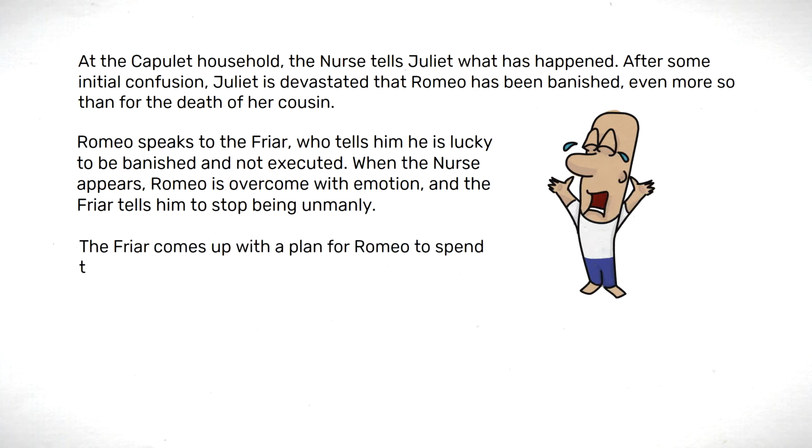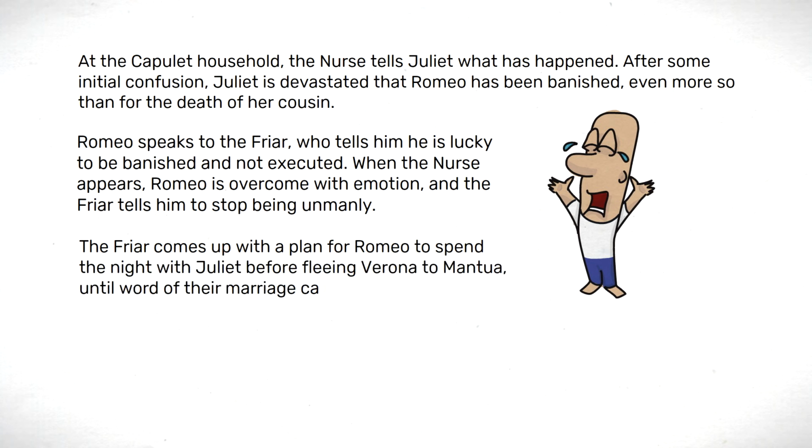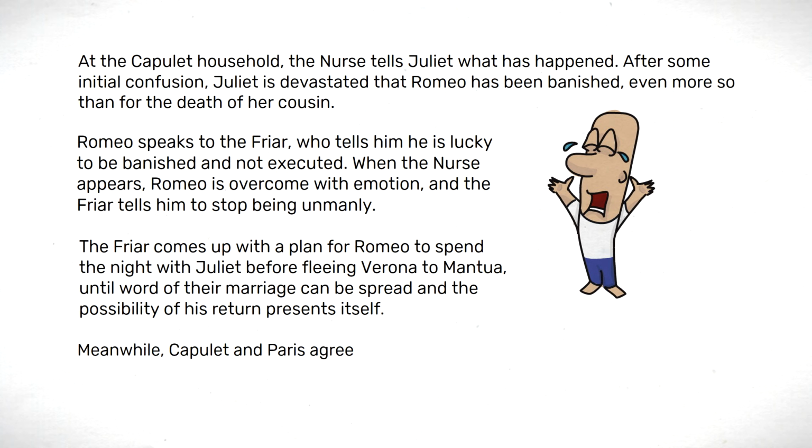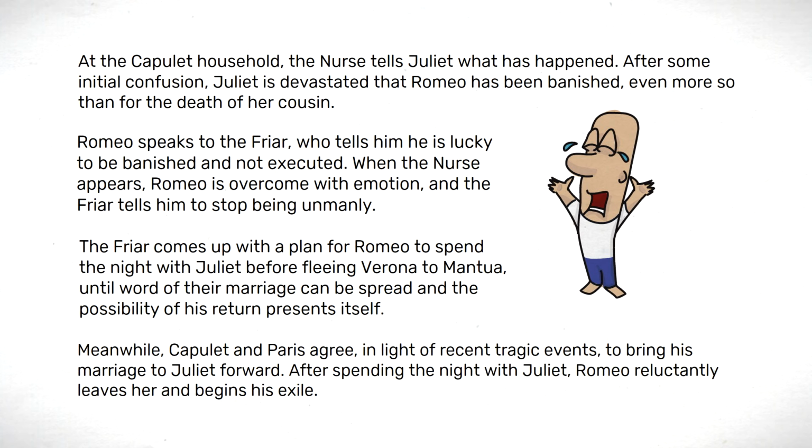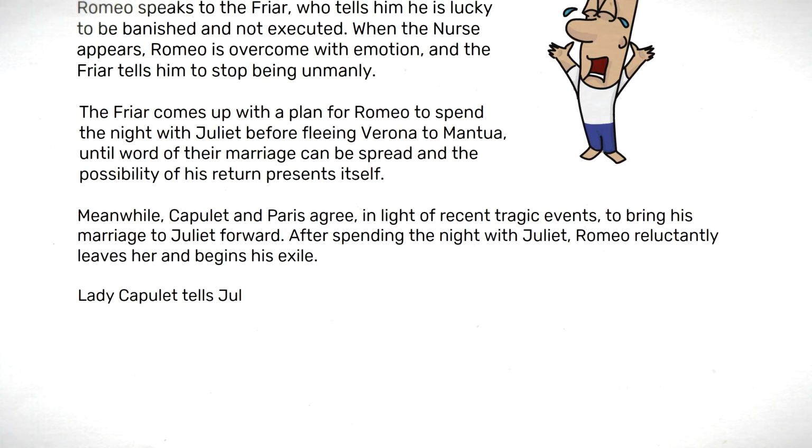The friar comes up with a plan for Romeo to spend the night with Juliet before fleeing Verona to Mantua until word of their marriage can be spread and the possibility of his return presents itself. Meanwhile, Capulet and Paris agree, in light of recent tragic events, to bring his marriage to Juliet forward. After spending the night with Juliet, Romeo reluctantly leaves her.